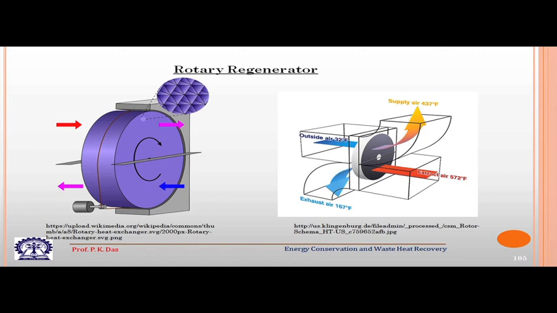In a power plant, it can be used as an air preheater. Generally, these rotary regenerators are suitable for gas to gas application, and continuously this wheel will rotate, and at the same time continuously these two flows of the gases will take place.